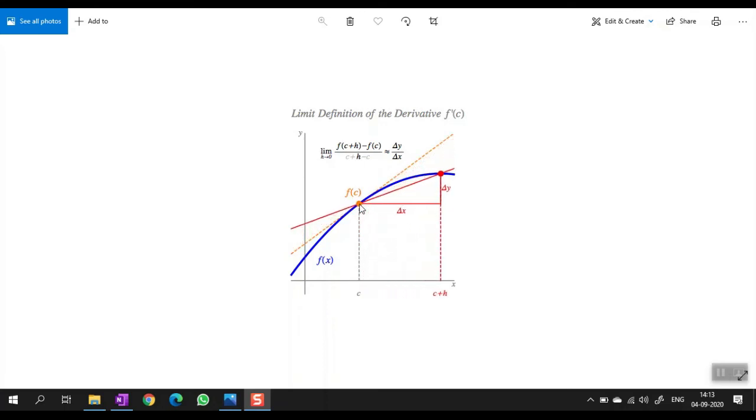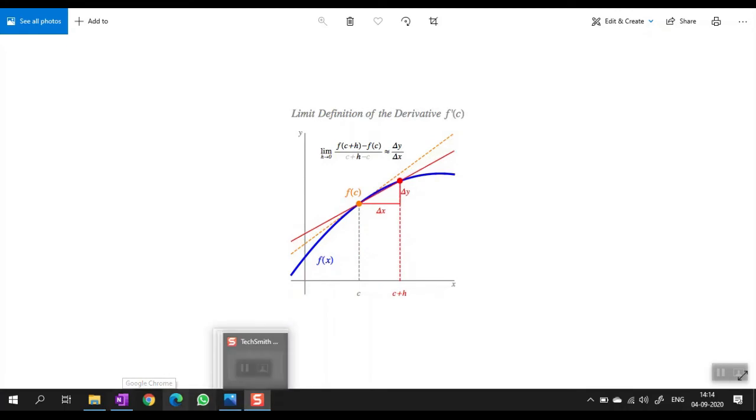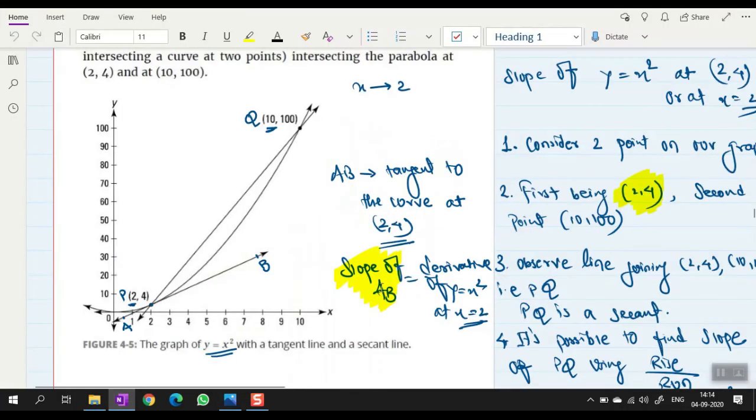Now you can relate this to your visualization when I told you to slide that point Q towards P, so that PQ becomes coincident with the tangent AB. This is what you need to do, so that we can find the derivative or the slope at a point, right? Slope of the tangent at a point on this curve. Okay, so let's do it.